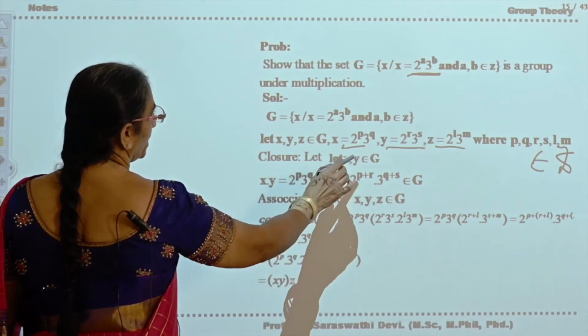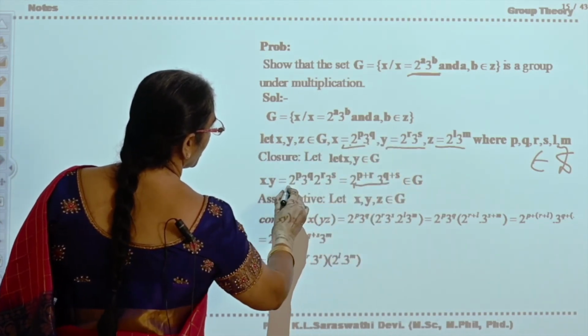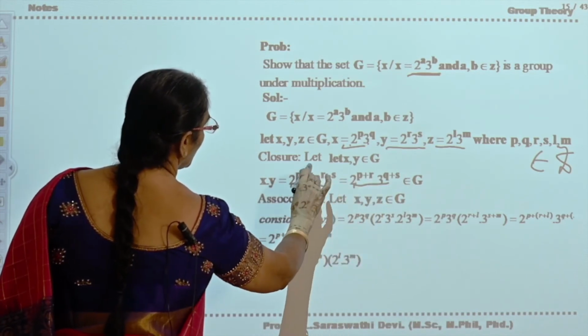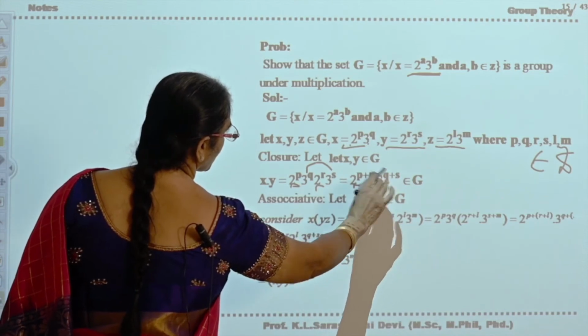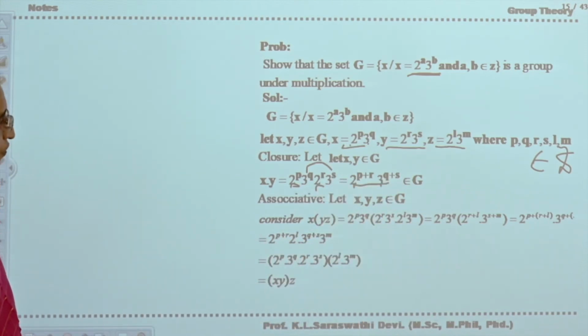Okay. Now, let x, y belong to G. X into y. X is 2 power P, 3 power Q, y is 2 power R, 3 power S. So, this will be 2 power P into 2 power R is 2 power P plus R, 3 power Q into 3 power S is 3 power Q plus S, that belongs to G. Next, associativity. In the same way, you can show that.